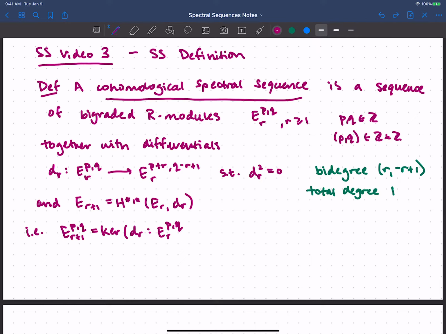Oops. Sorry, my eraser got a little wild there. Let's try that again. Okay, E_r^{p,q}. Trying to make this legible.